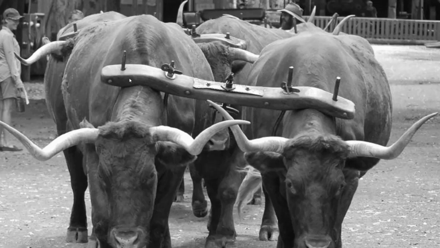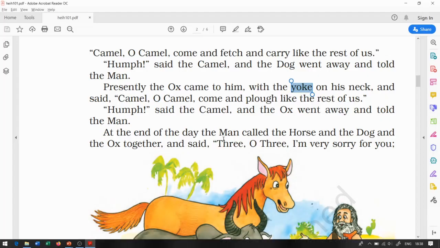So this wooden structure that you see is a yoke, and this is the neck of the ox, where it's kept. It's tied to the neck, and this is what is used to pull the wooden structure which plows the field. This is the use of the ox, and this is the same use that the ox is suggesting for the camel. But the camel said the same thing, humph, and the ox went away and told the man.